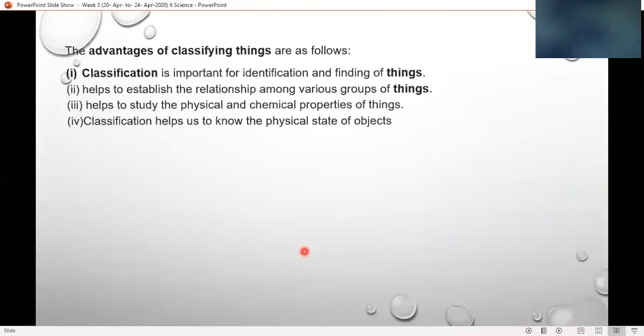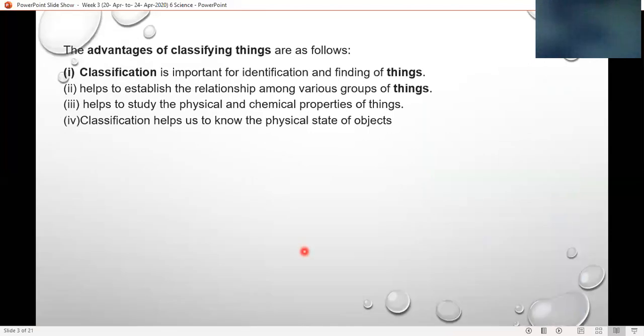Okay. So why is classification so important? There are many advantages of classifying things. By classifying things, identification of things becomes very easy. For example, if I ask you to go there and find a fish, you just have to keep in mind the idea that a class that has the common property that fishes can swim is going to have fishes, and the other class is going to have animals.